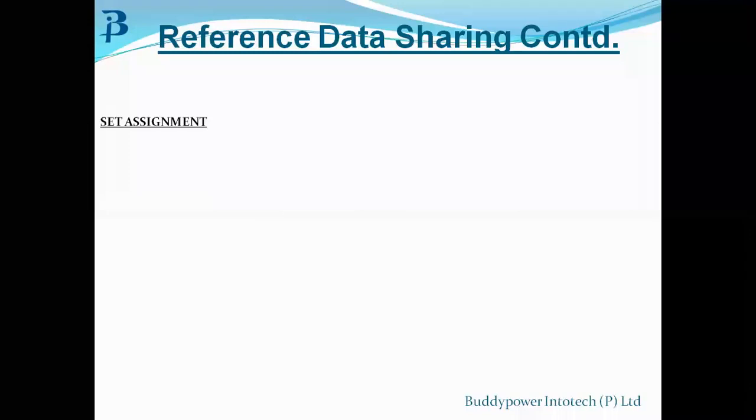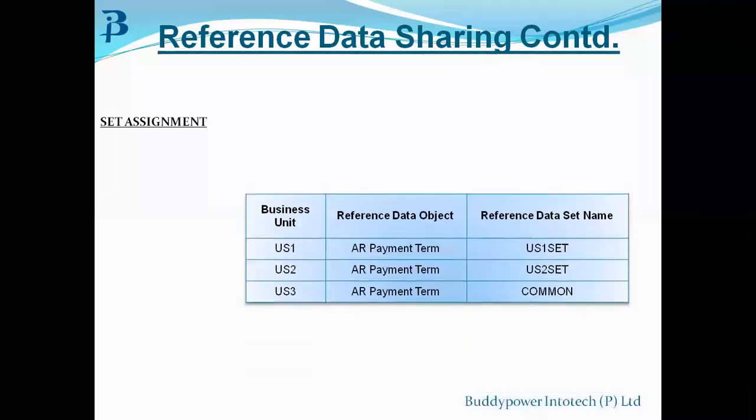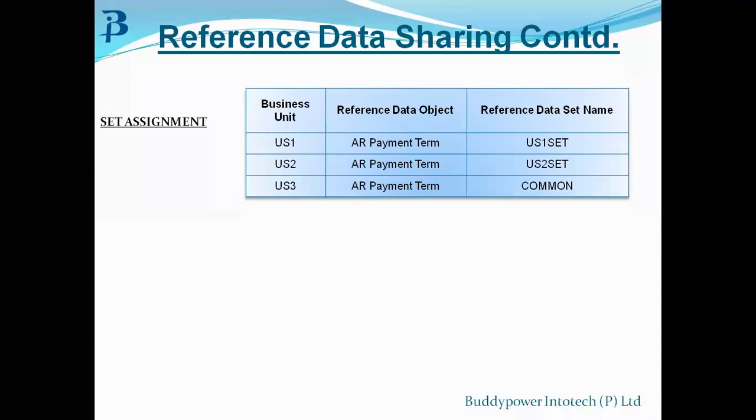Okay, this is an example now. You have a business unit set assignment that you have given. You have business units US 1, 2, and 3. You have a reference data object, your accounts receivable payment terms, AR payment terms, for all these three US business units.